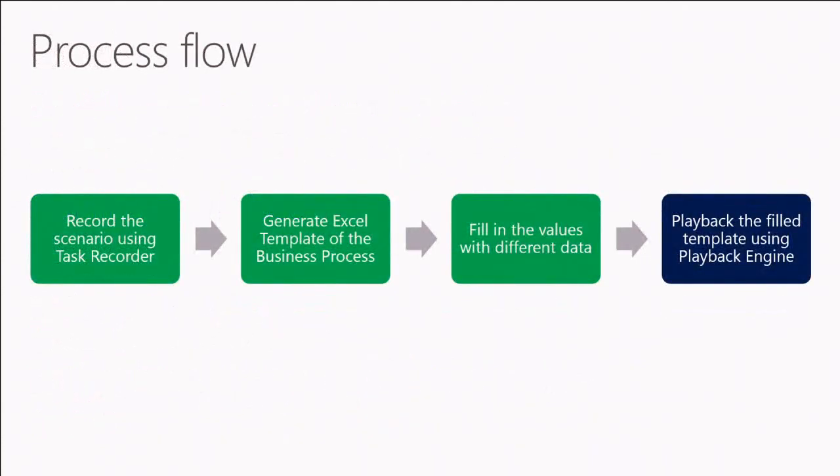There are 4 key processes. The first one is to record the scenario using Task Recorder. How many of you have used Task Recorder in AX? Great. That saves a lot of my effort to explain how Task Recorder works. So first is to record that scenario, then generate an Excel template for the business process.